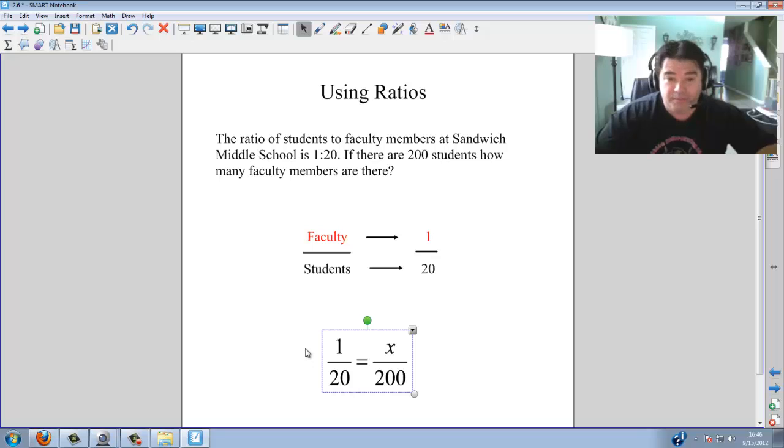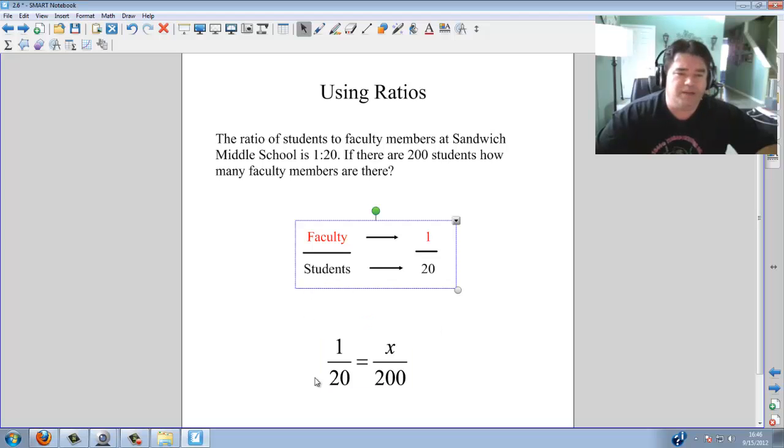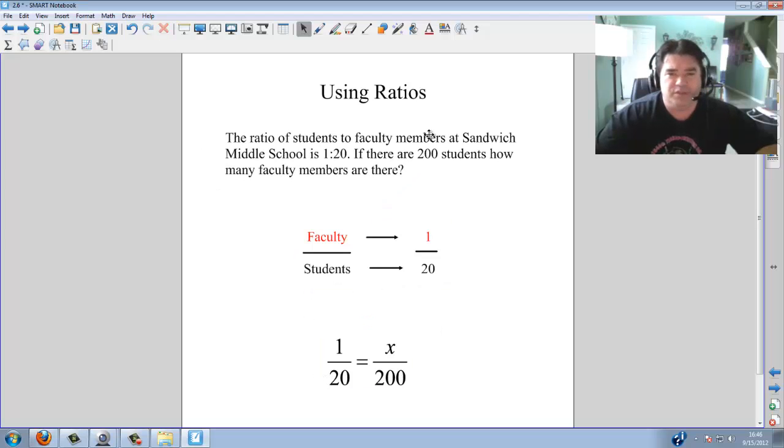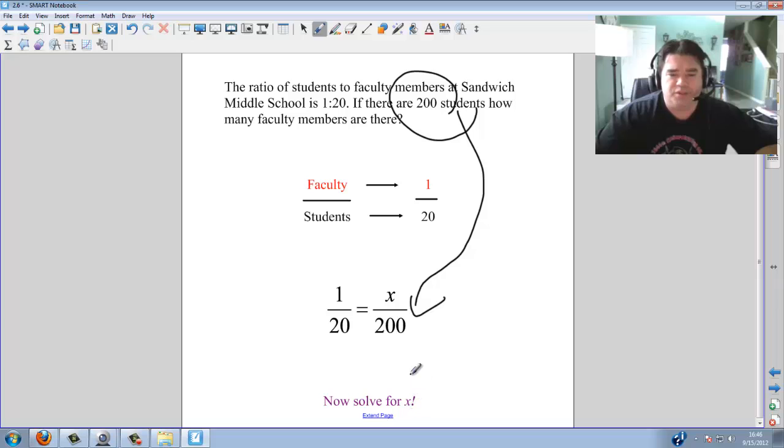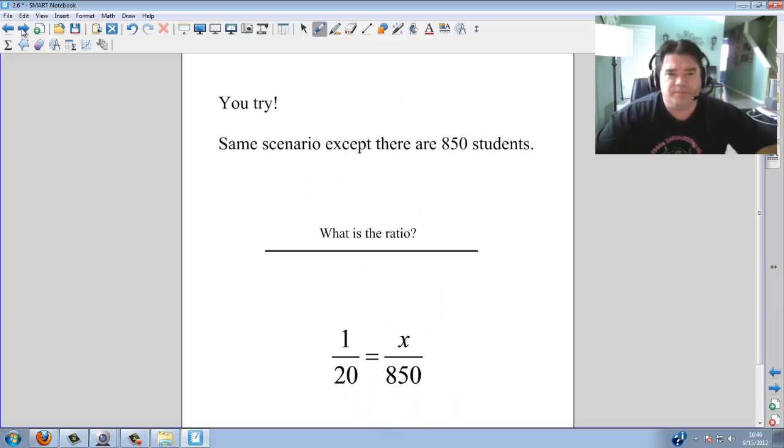Now since I put faculty on the top, the other X has to be on top as well. Since I put students on the bottom, the 200, which represents students, if you notice, also has to be on the bottom, right here. Now, once I have this set up, I'm going to solve for X. Well, how? Well, there's a couple different ways.